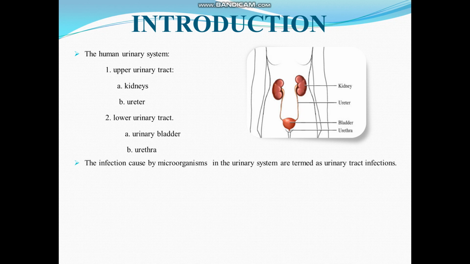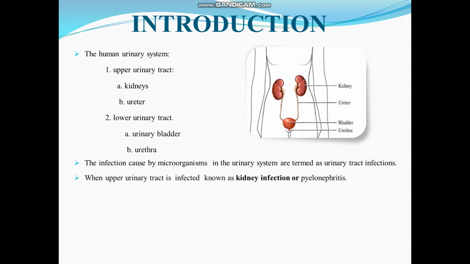What happens in urinary tract infections? An infection caused by microorganisms in the urinary system is termed a urinary tract infection. That means when any microorganism infects the urinary system, it is called a urinary tract infection. It can involve the upper urinary tract or the lower urinary tract.